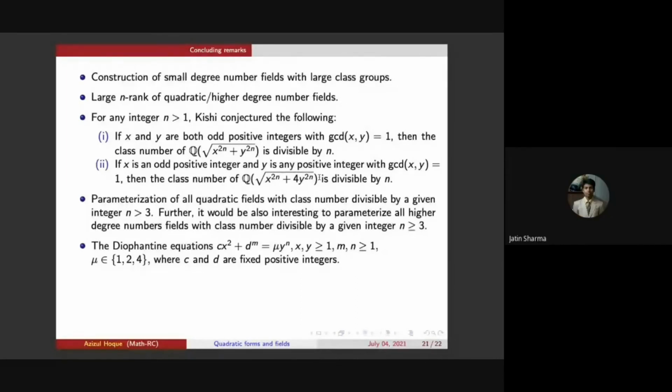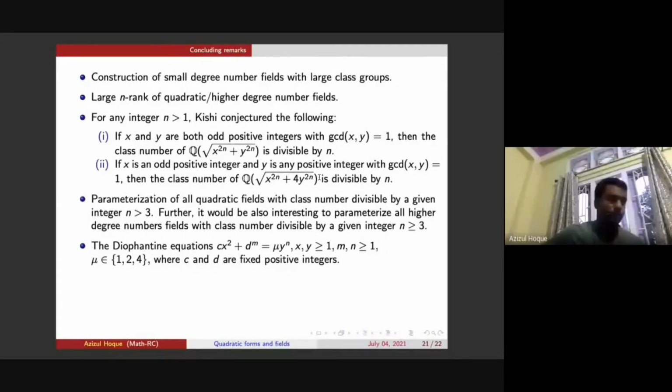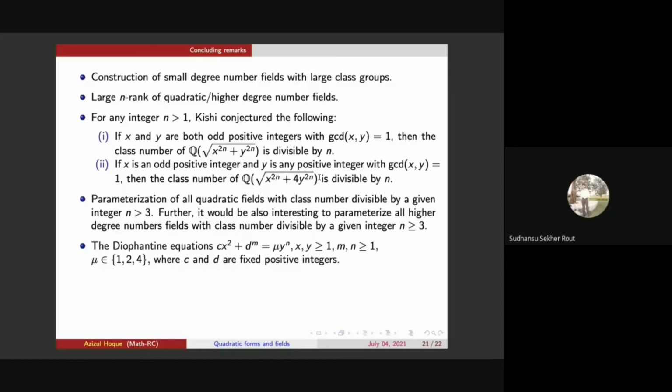Excuse me, sir. Yes. Yes, sir, I have one question. In the fifth slide, can you go to the fifth slide?